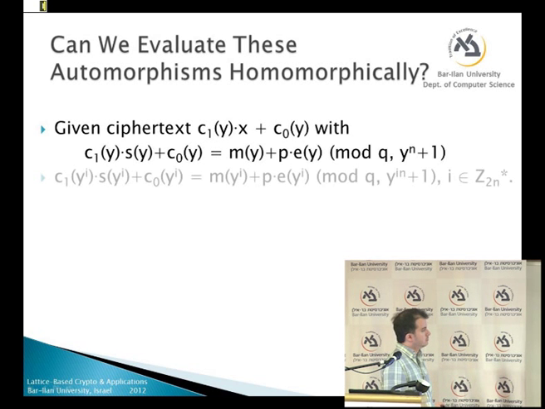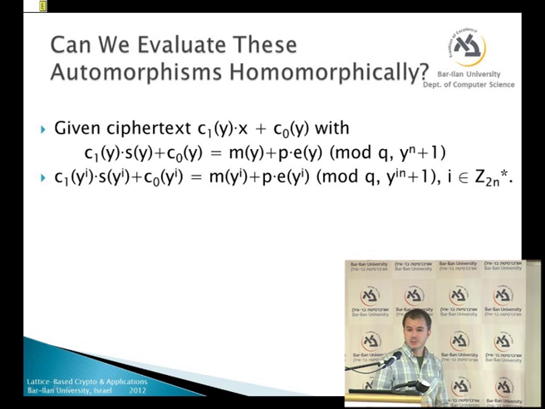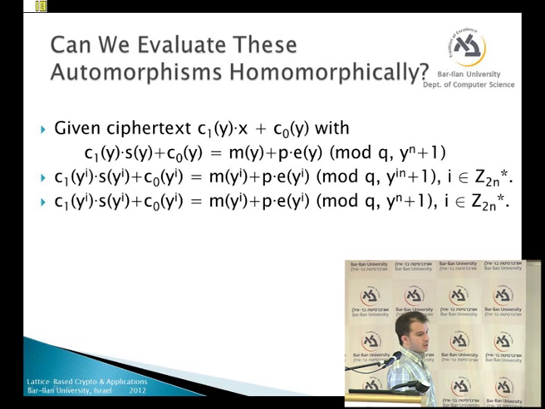So here's what I'm going to do. I'm just going to replace Y with Y to the I everywhere. This is a trivial step. I'm just writing Y to the I where there was a Y before. So of course the equation should hold, because I'm just replacing. So far this equation only holds modulo this bigger degree polynomial, which is a little weird. But these I's have to be odd, I mean, they have to be invertible modulo 2 to the n. Those are the only I's that we're playing with. And so Y to the n plus 1 divides that, so we can go back to this smaller ring.